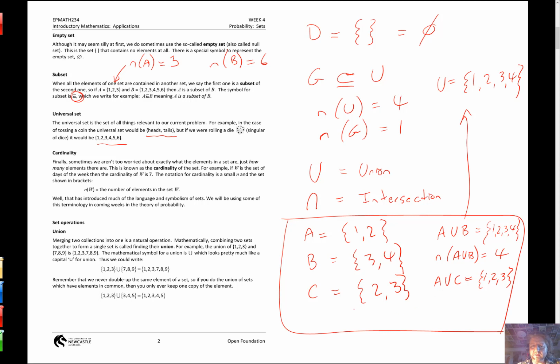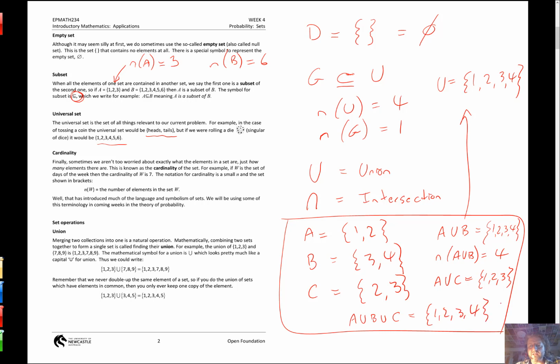What's A union B union C? That's just, hopefully you're seeing it already. It's a 1, a 2, a 3, a 4, and a 2 and a 3. I've already got the 2, I've already got the 3. You may as well ask me what the universal set is, because the universal set is everything that exists in this set. Now, 1, 2, 3, 4.